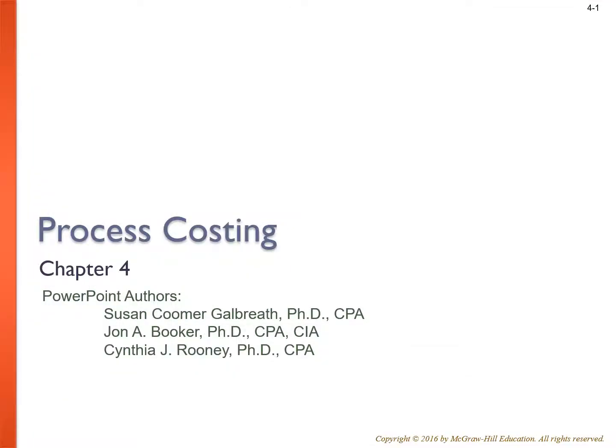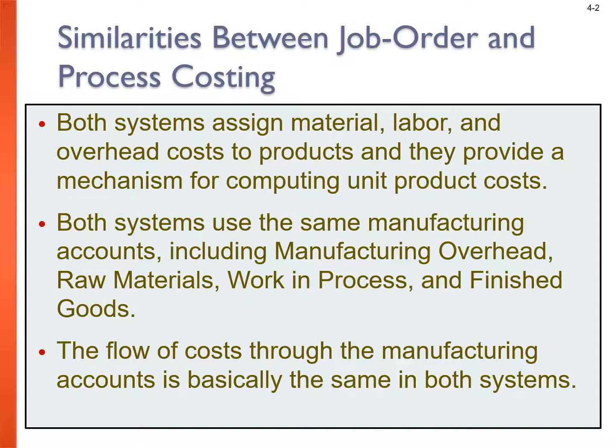Welcome to Chapter 4, Process Costing. So in this chapter, we're going to talk about a different type of costing. In Chapter 2 and Chapter 3, it was more about product costing, or what we call job order costing. Process costing is applied to a different type of product. So let's take a look.